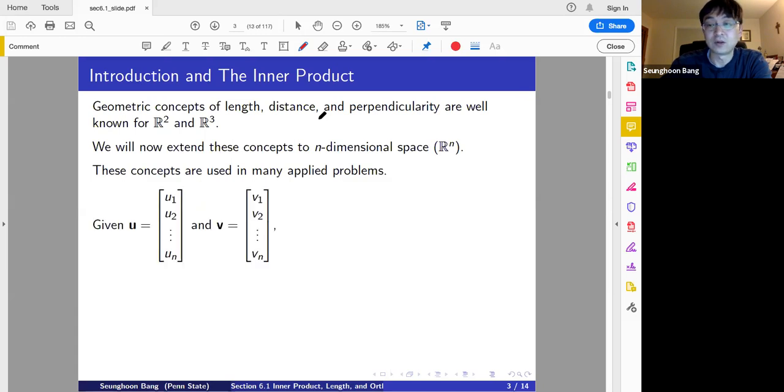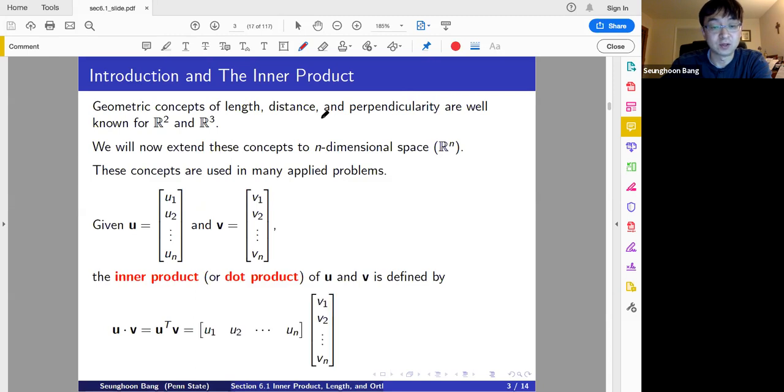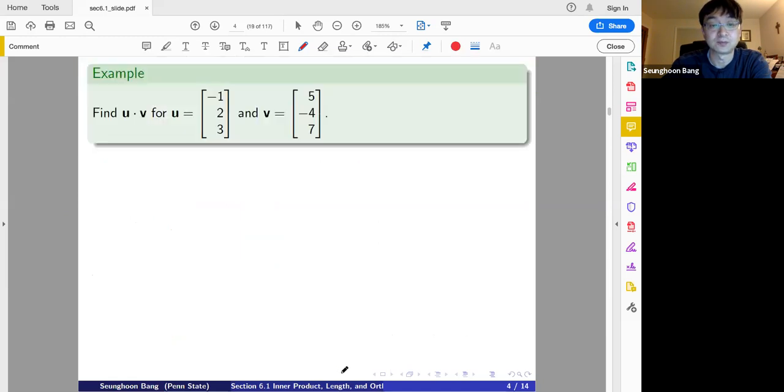Given two vectors u and v, the inner product, sometimes called the dot product, of u and v is defined as u dot v. This is exactly u transpose times vector v. The transpose times v is u1 v1 plus u2 v2 plus up to un vn. That's it. This is exactly the inner product or dot product.